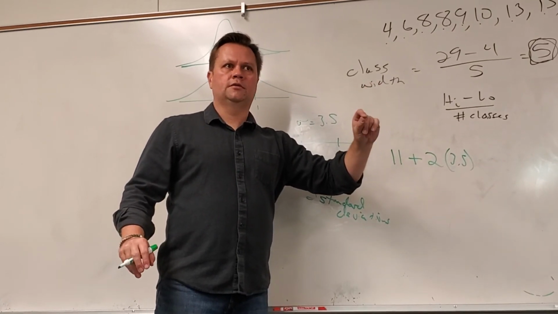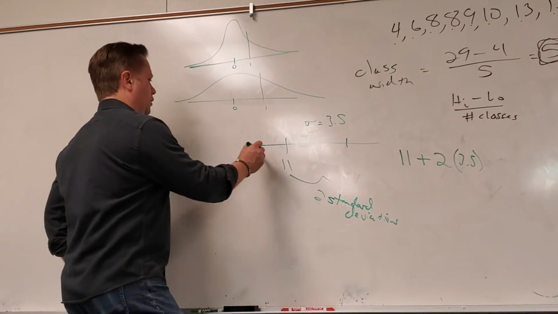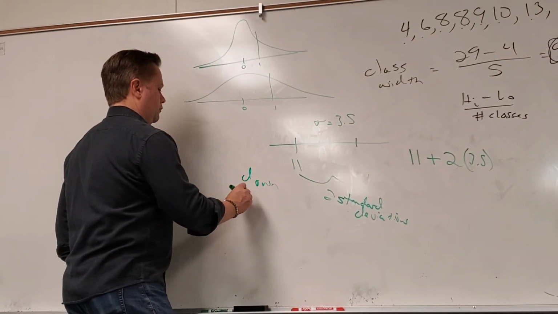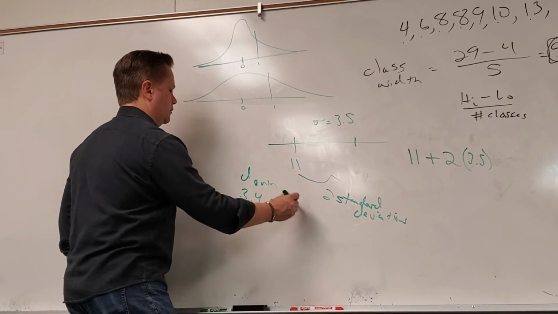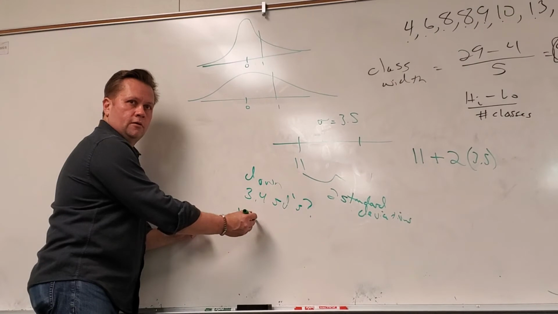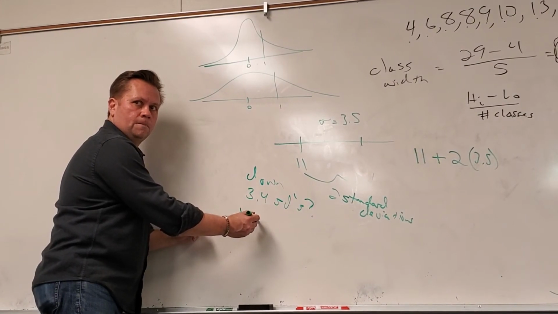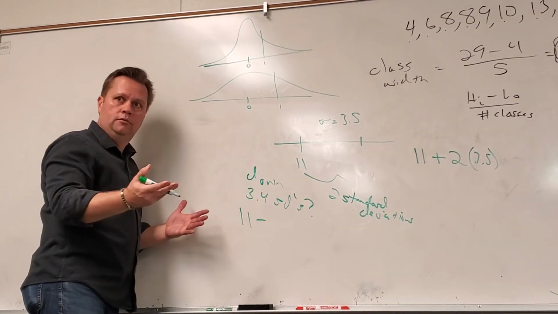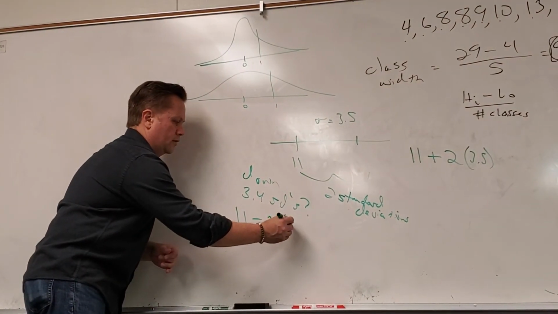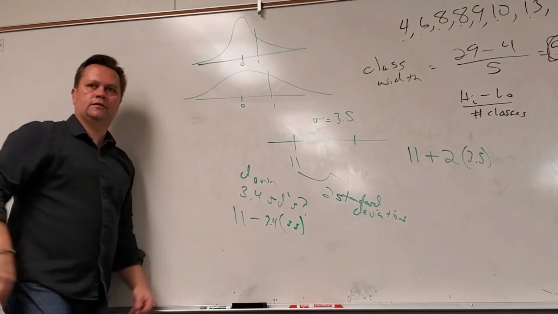If I wanted to go down 3.4 standard deviations, what would that look like? Start at 11, go minus 3.4 of these, 3.5 each.